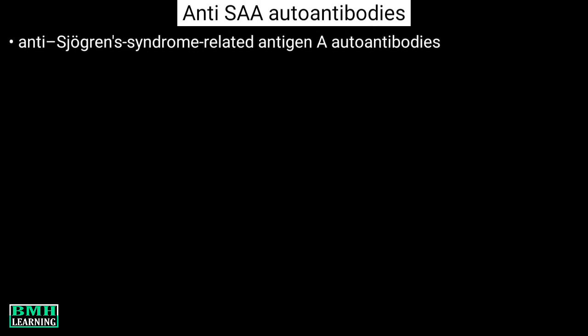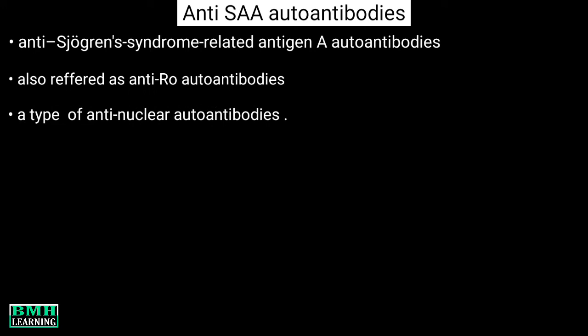This video is regarding anti-SSA autoantibodies. Anti-SSA autoantibodies are also called anti-Sjogren syndrome-related antigen A autoantibodies, sometimes also referred to as anti-RO autoantibodies. So these autoantibodies are a type of antinuclear autoantibodies.